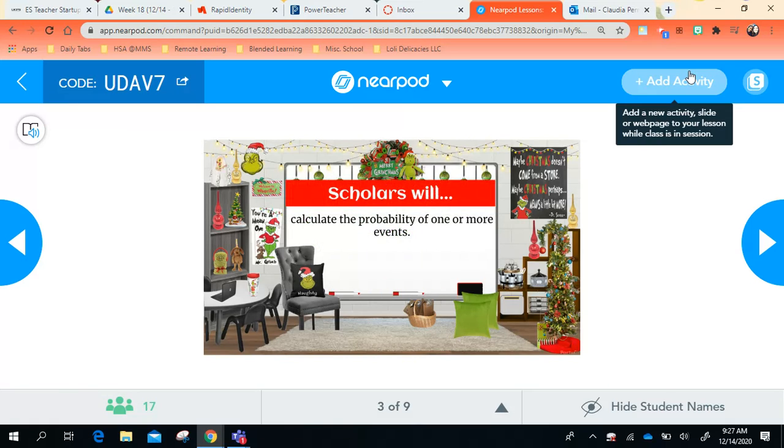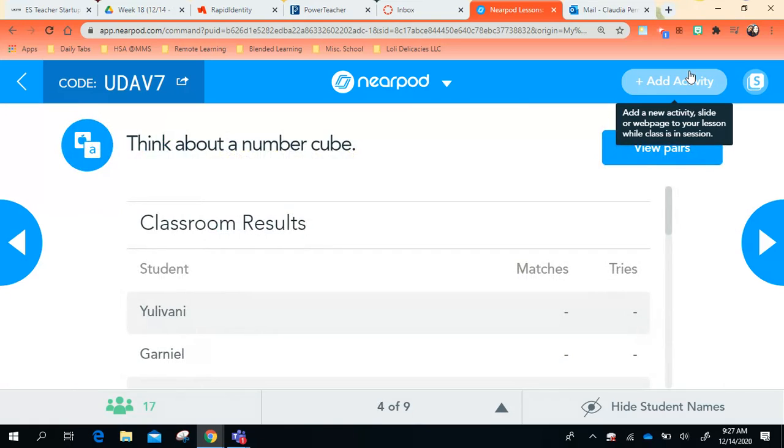Okay, so we're finishing up probability. You should have about 3 or 4 things to match on your screen. It says think about a number cube. So if you have a number cube, what is the probability of getting an even number? How many even numbers are there? Out of how many? And don't forget to simplify. Use your paper. Use your pencil.